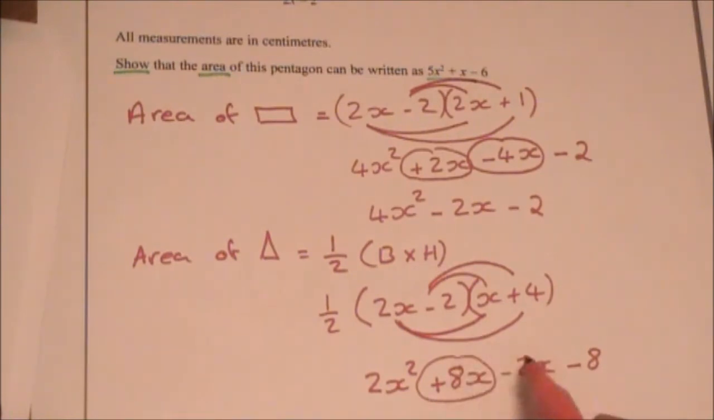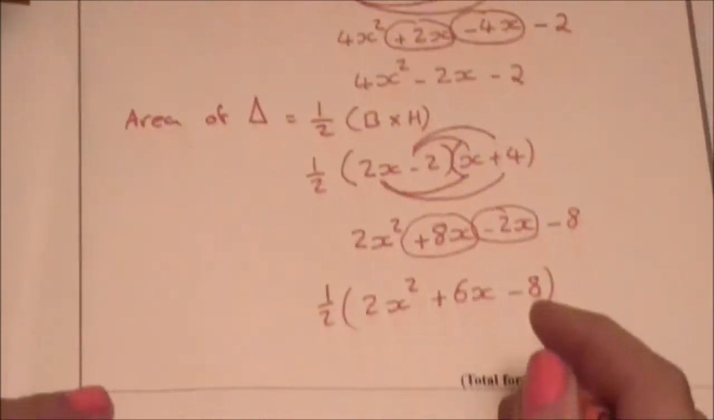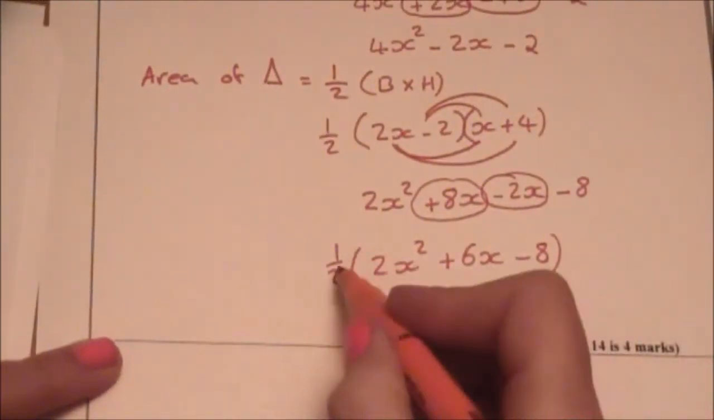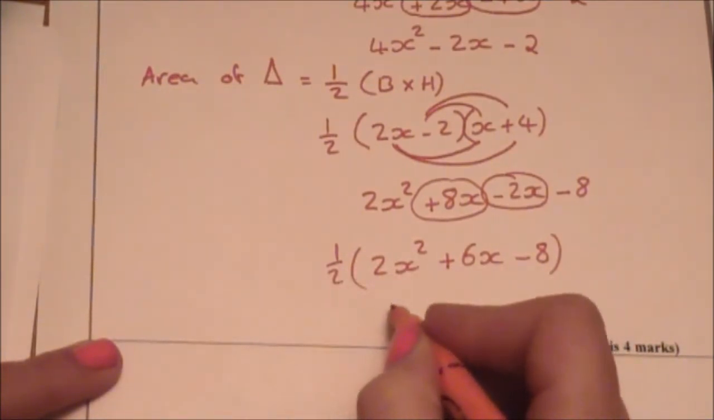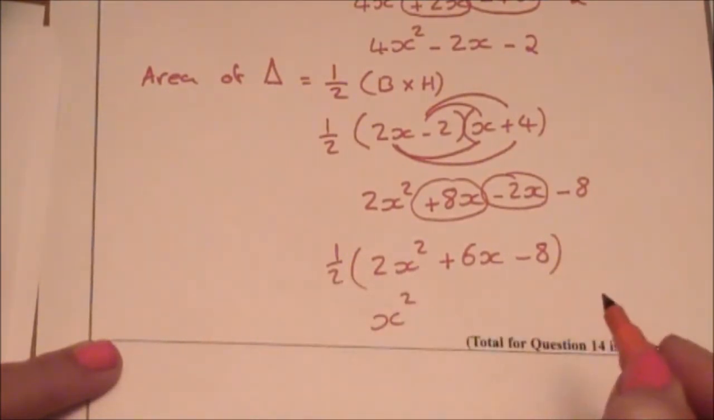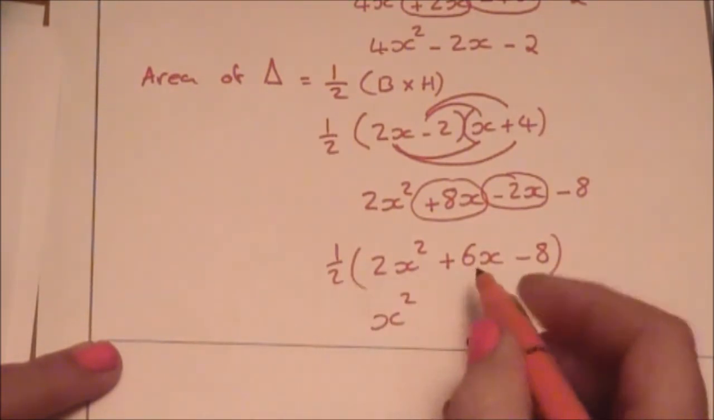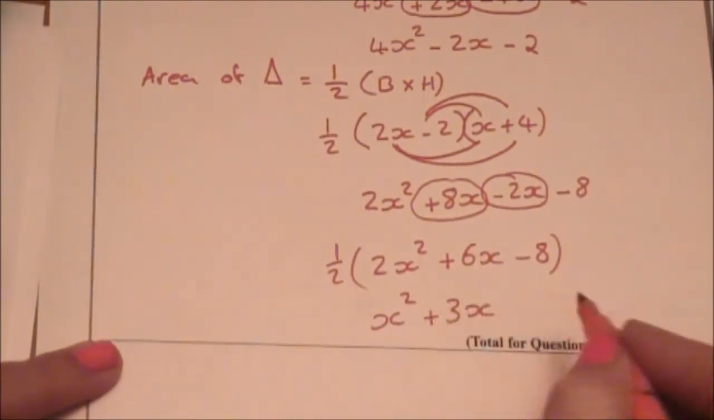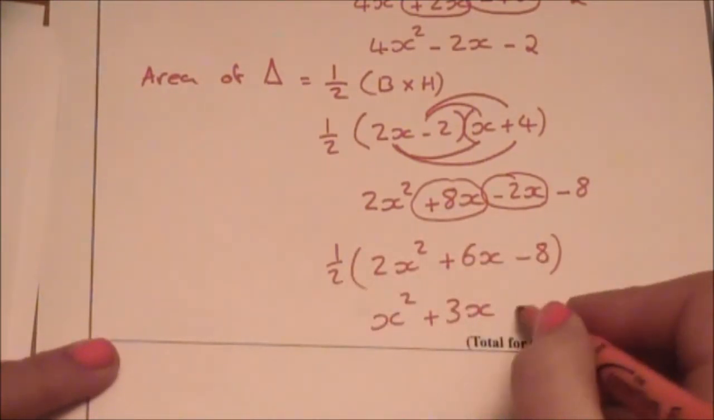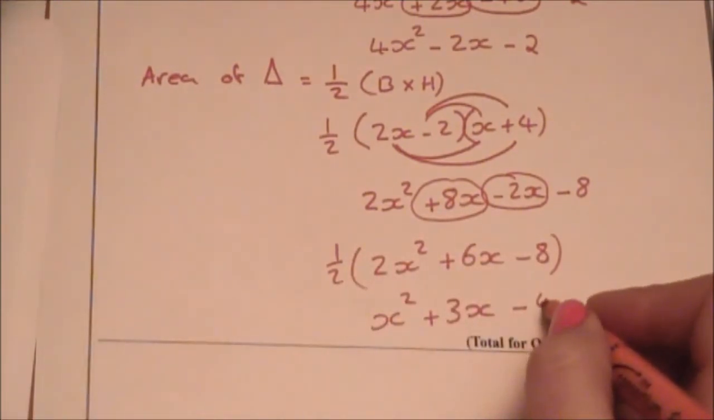Collect and simplify. Positive 8x, negative 2x. So my 2x squared doesn't go with anything. My 8x, take away 2x, leaves me with a positive 6x, and then I've got my negative 8 at the end. Keep in mind I need to half all of that. So half of 2x squared gives me 1x squared. Half of positive 6x gives me positive 3x. And half of negative 8 gives me negative 4.